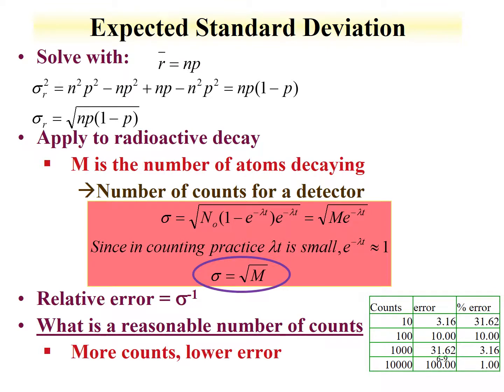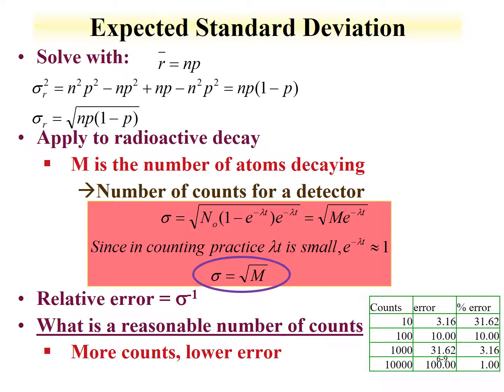In practice, count time is small, so lambda t is small. The count time is always much smaller than your half-life. So this term is approximately equal to 1. So your error is just equal to the square root of the number of counts. The relative error is just the inverse of that.